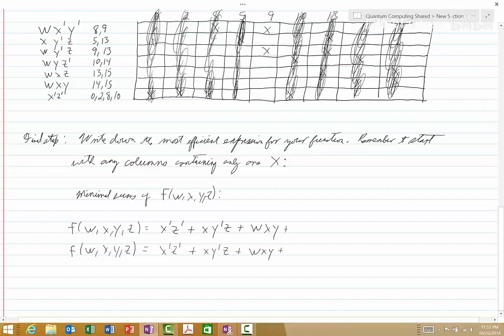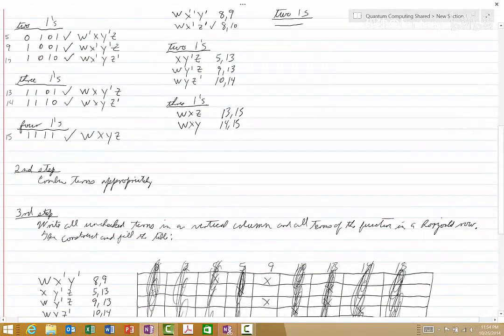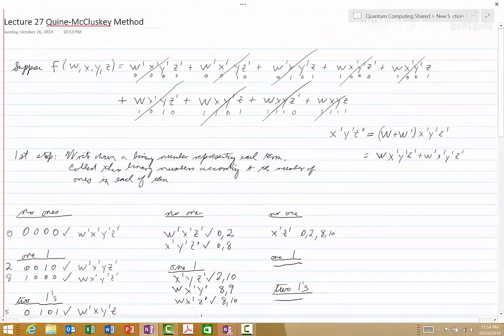And you could choose whichever one you wished. The first one will include wx prime y prime, and the second one would be wy prime z. And what I'm saying here, just to make sure it's clear, is that although these two functional expressions look different, they are actually exactly the same function. If you look at the truth table for both of these functions, you will see that they are exactly the same, and furthermore, you will see that they match our original function.